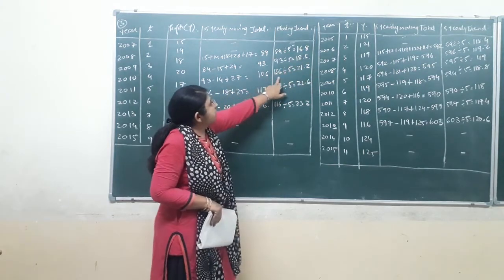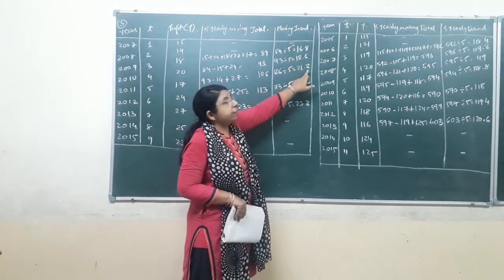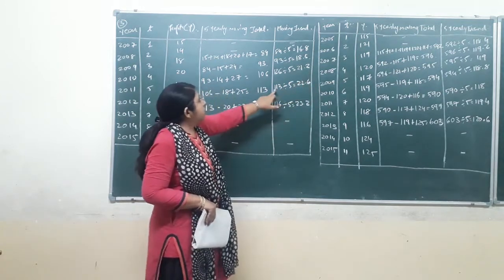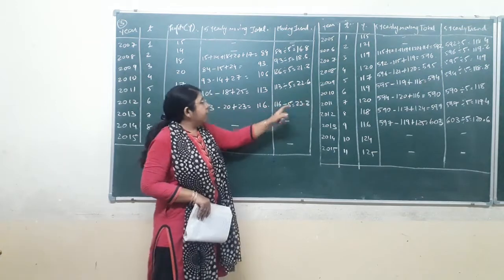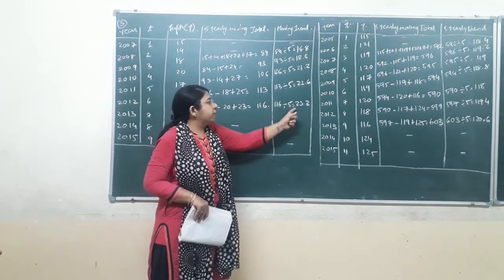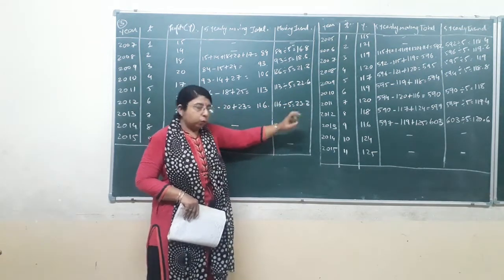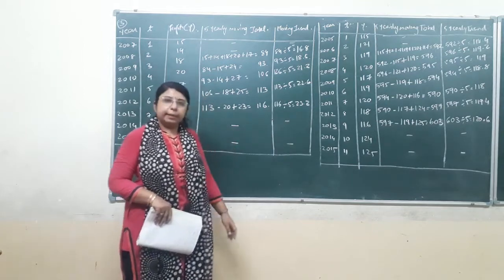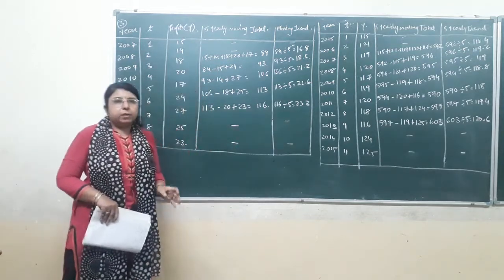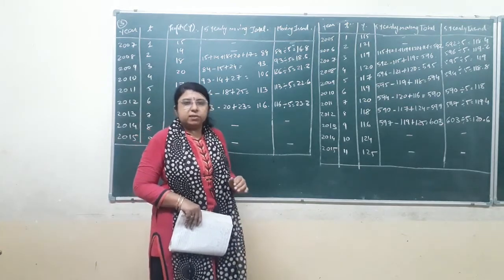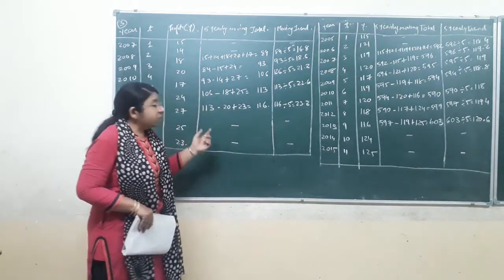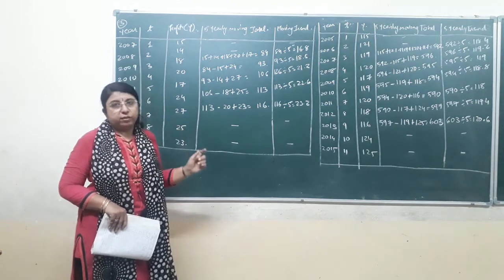Then afterwards 106 divided by 5 is equal to 21.2. Then afterwards 113 divided by 5 is equal to 22.6. And the last one, 116 divided by 5 is equal to 23.2. And the last two values will be nil. Okay. So this is a very easy calculation. 3 yearly and 5 yearly are almost the same and quite easy calculations. So this will score you 5 marks in the board examination.